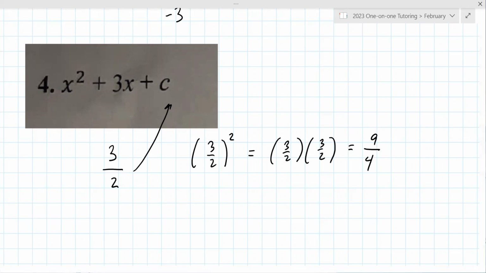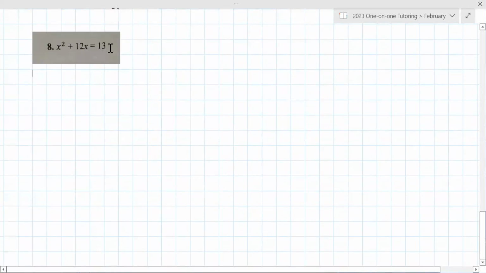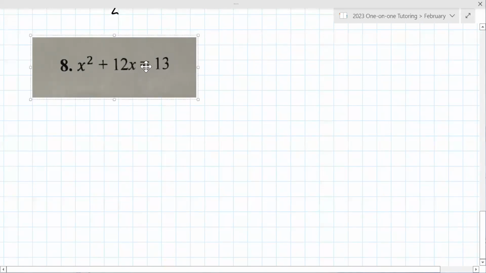All right, so now let's go and do the completing the square problems. Okay, so we'll start with number 8. Normally this 13 might be on the left side of the equation. Since it's on the right side, it's already in the place we want it. I'm going to write this slightly differently. X squared plus 12x, leave a space, equals 13 plus, leave a space.